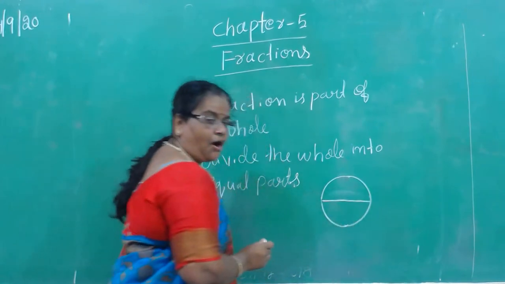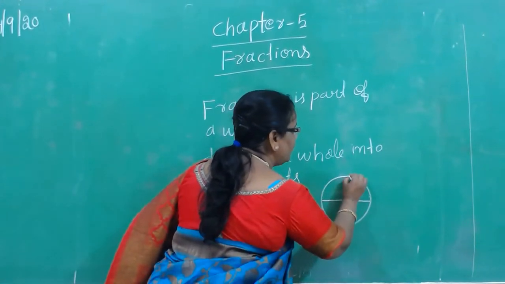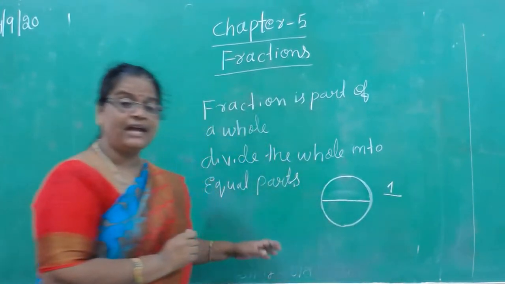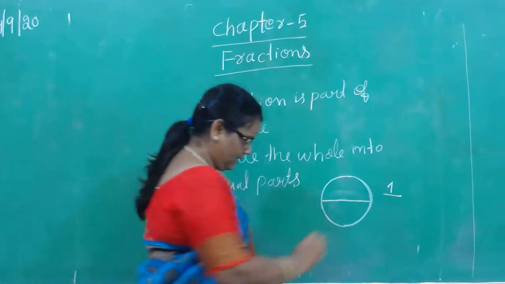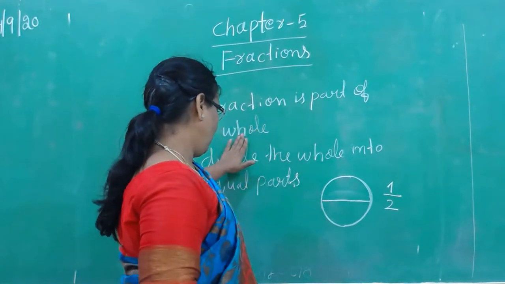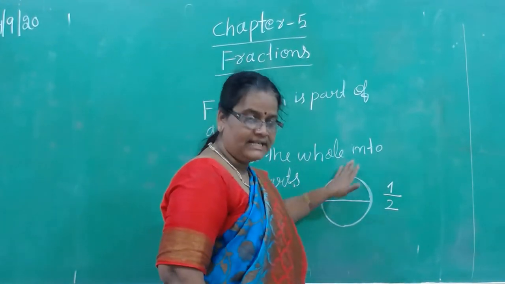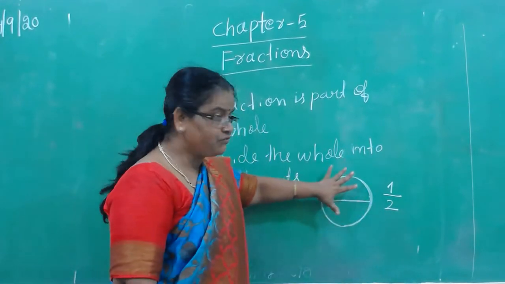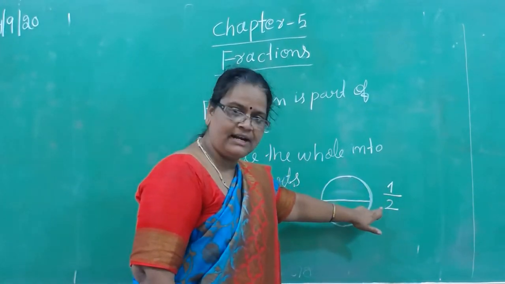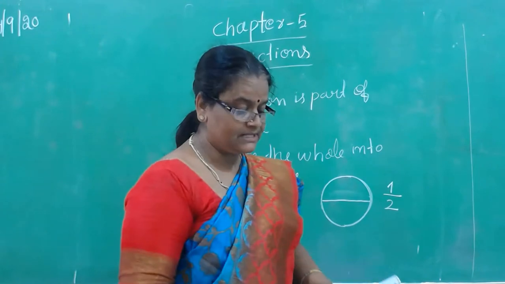So how are we going to write this part? This is full one. This is called one whole. How many parts have we divided this whole into? Two equal parts. 1 by 2. Okay children, so a fraction is a part of a whole. Divide the whole into equal parts. This is one whole, one circle. Take it as an apple, whatever it may be. We divided it into equal parts, 1 by 2. This is called a fraction. So that is a little explanation about fractions.